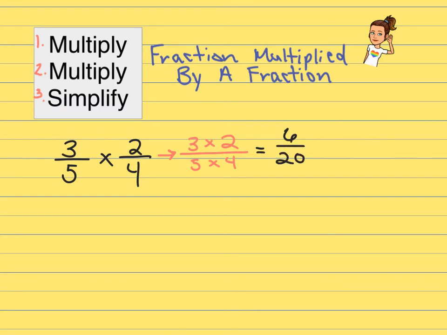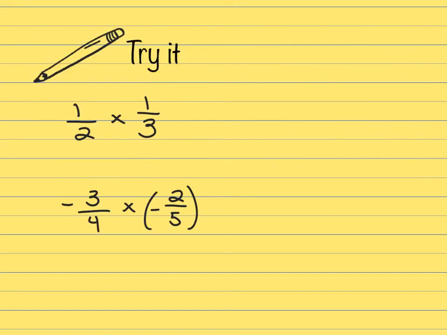6/20 can be simplified by dividing by the greatest common factor of 6 and 20, which is 2. 6 divided by 2 is 3, and 20 divided by 2 is 10. Our answer is 3/10. Now it's your turn to try it. Pause the video, solve both problems, and then press play so we can compare our answers.